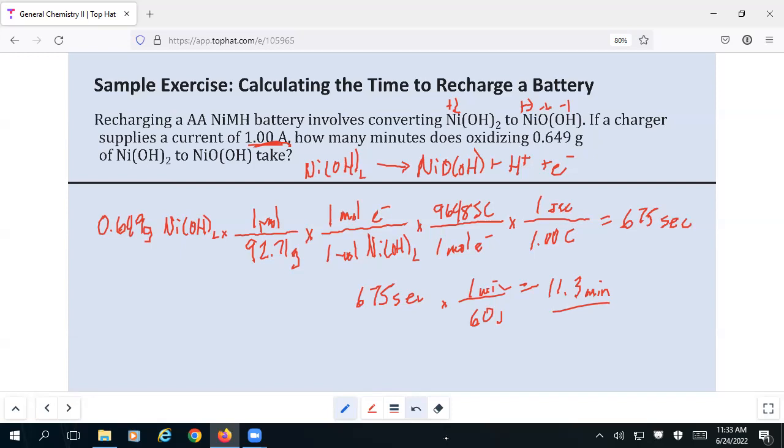So it's not electroplating, but the process for solving this electrolysis problem is effectively the same. We're just going through and doing the stoichiometry, getting ourselves to moles of electrons, and then applying our electrical definitions to that number of moles of electrons to figure out charge, to figure out time. So it's kind of the reverse of that first problem that we did. All right, any questions with this?